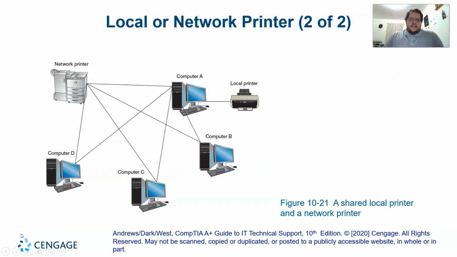So here are different things. Say I have A, B, C, and D that can talk to the network, but D, C, and B can't connect to the printer locally, only A can. If I share it out, then D, C, and B just connect to computer A to print. A printer that hooks up to your computer is local. A printer that hooks up to the network is network printing.